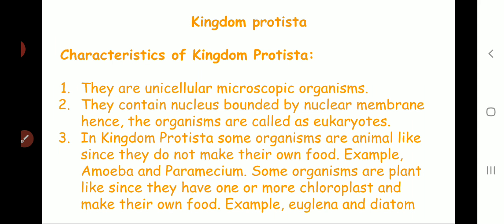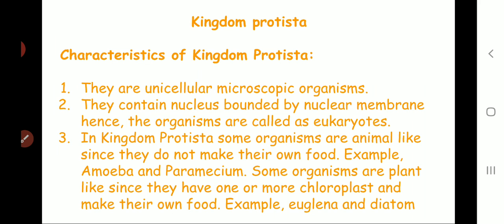Now we shall proceed towards kingdom Protista. Characteristics of kingdom Protista. They are unicellular microscopic organisms. They contain a nucleus bounded by a nuclear membrane. Hence, the organisms are called eukaryotes.